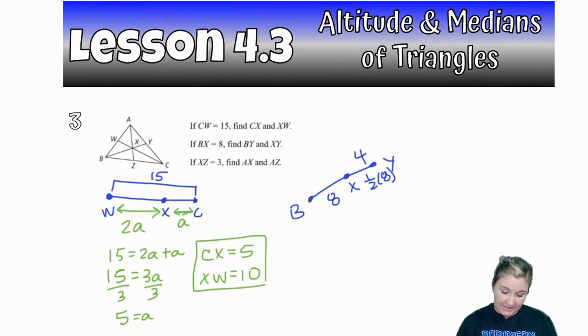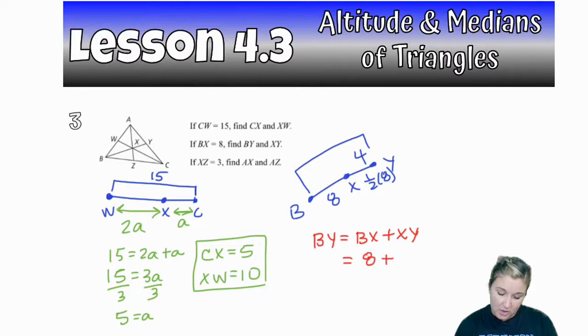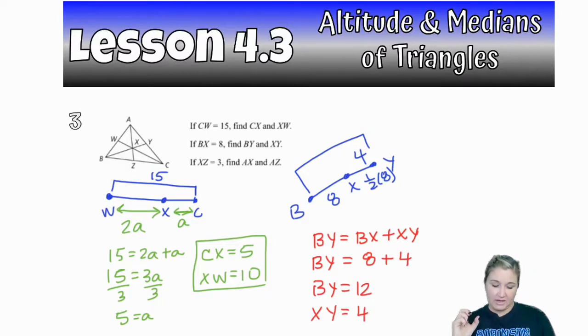Now I need to figure out what B to Y ends up being. I'm going to use my segment addition theorem, so I know that BY is going to be BX plus XY. BX is 8 and XY is 4, so BY is 12. I also needed to find XY, which I had already done based on the fact that the distance from the vertex to the centroid is twice the distance from the centroid to the opposite side.